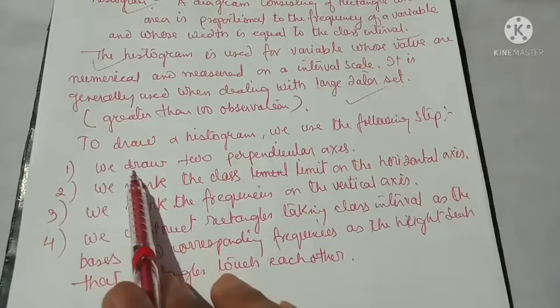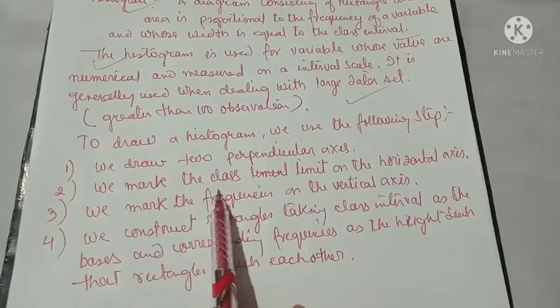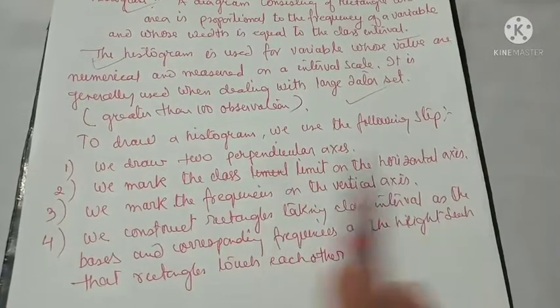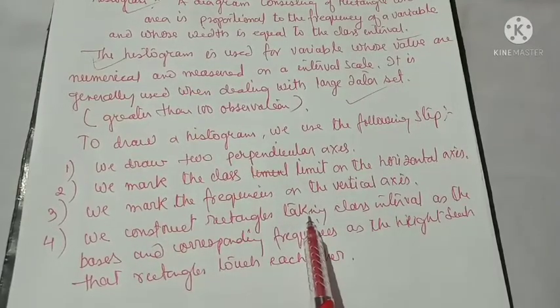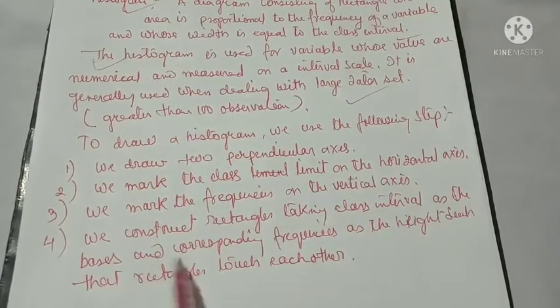We draw two perpendicular axes. We mark the class limit on the horizontal axis. We mark the frequency on the vertical axis. We construct the rectangle taking the class interval as the base and the corresponding frequency as the height, such that the rectangles touch each other. Now let's see one example here.